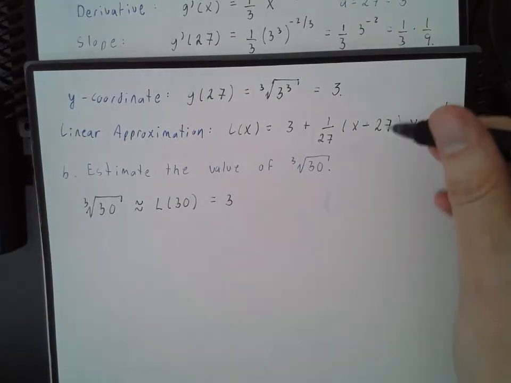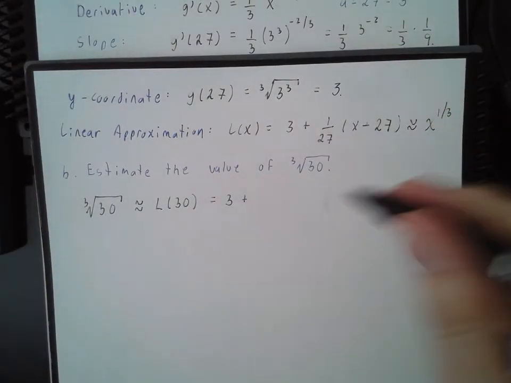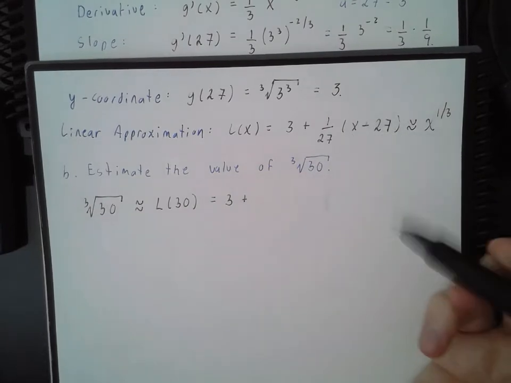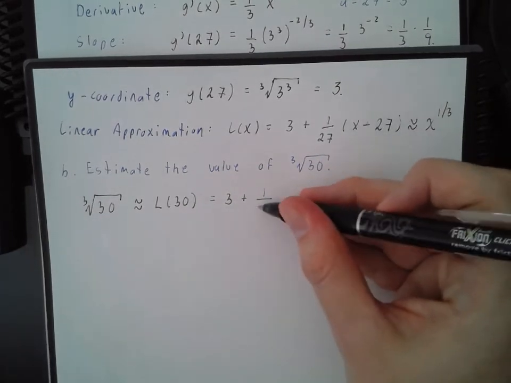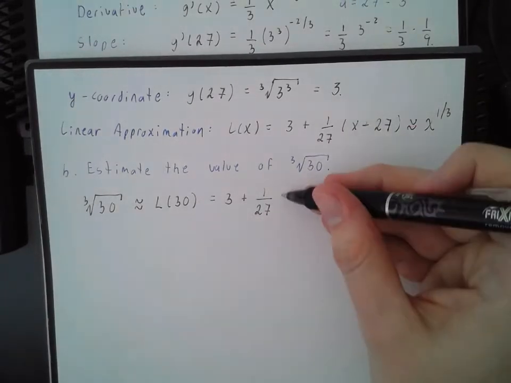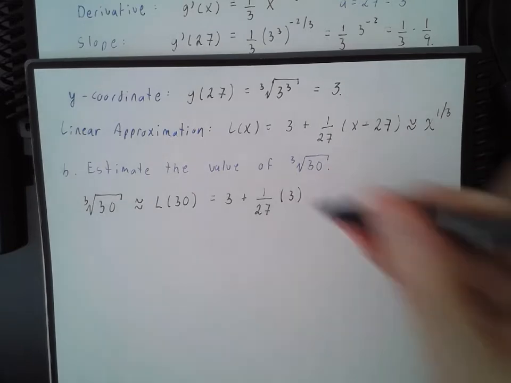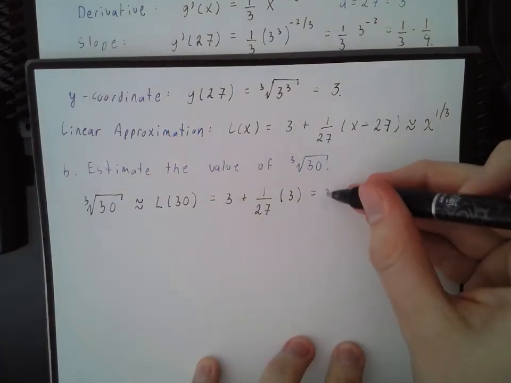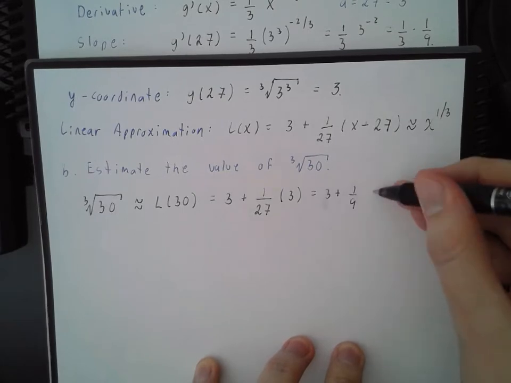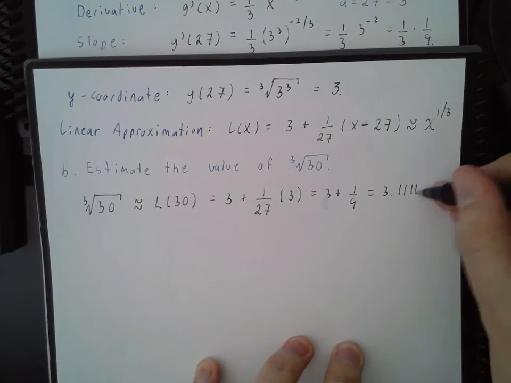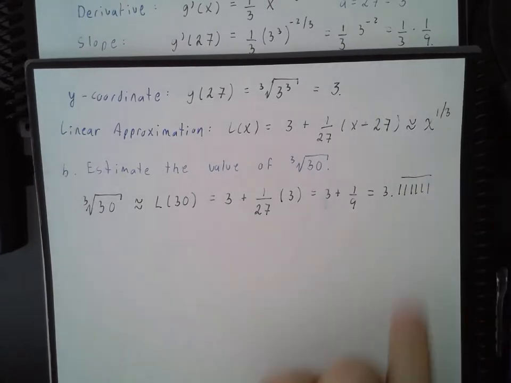And over here, even though we have to deal with some fractions, this is a fairly easy operation to do. 30 minus 27 is equal to 3. So we have 3 plus 1 over 27 times 3. Then we're going to have 3 plus 1 over 9. And in decimal form, this number is going to be equal to 3.11111, or you can just put approximately equal to 3.11.